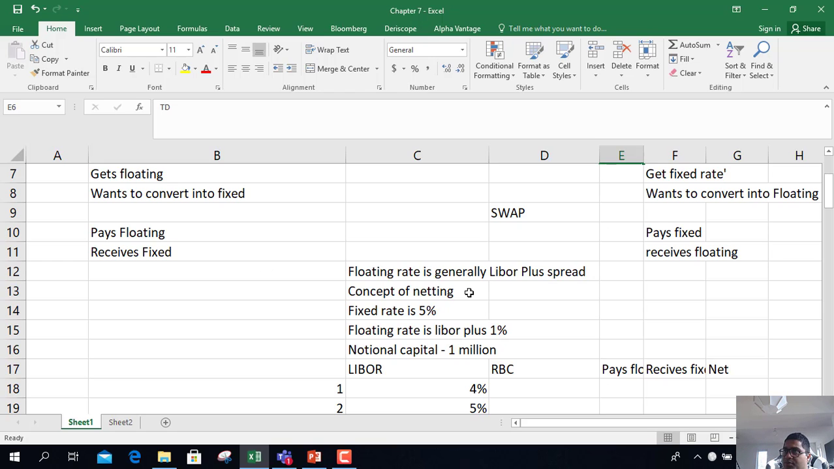Okay, there is a concept of netting. So both parties don't pay the whole amount. Whichever party is making money pays the other party.